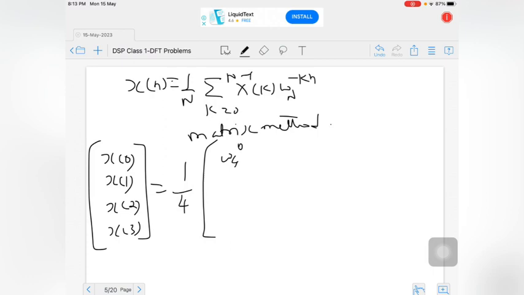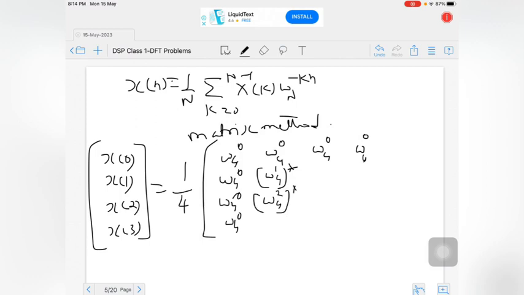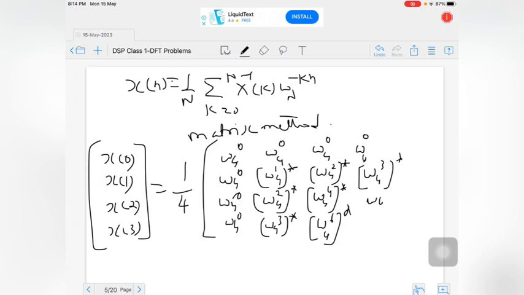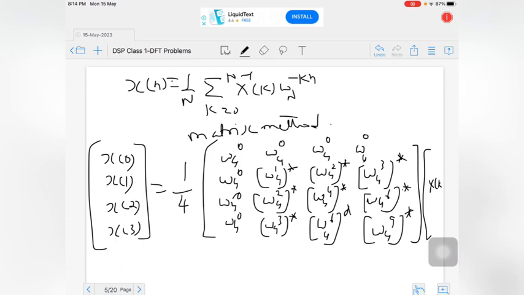Then I can write omega 4 power 0, omega 4 power 0, omega 4 power 0, omega 4 power 0, omega 4 power 0, because here omega 4 power 1 conjugate, omega 4 power 2 conjugate, omega 4 power 3 conjugate. If it is a real number, the value will not change; only the sign changes for the imaginary term. So omega 4 power 4 conjugate, omega 4 power 6 conjugate, omega 4 power 3 conjugate, omega 4 power 6 conjugate, and omega 4 power 9 conjugate, multiplied with X of k.